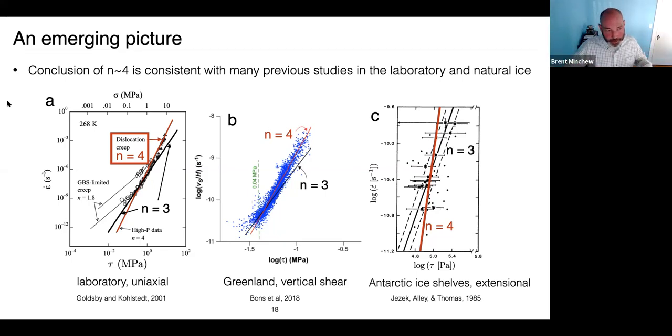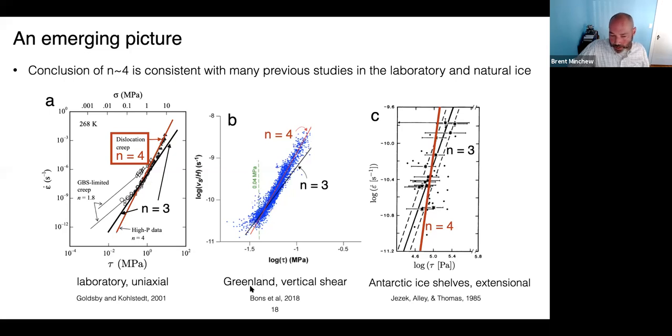This is part of this broader picture. It's a discussion that's been going on in the field a long time. The conclusion that n equals 4 is consistent with many previous studies that have been done in the laboratory and on natural glacier ice. Goldsby and Kohlstedt, something that we showed before, in 2001 compiled a number of different laboratory studies and came to the conclusion that n equals 4 at these higher stress regions, particularly as we get out to dislocation creep.